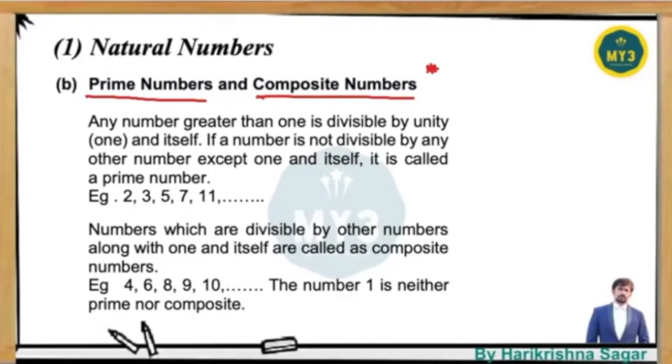A very simple way, you can just observe: 2 is divisible by 2 as well as 1. 3 is divisible by 3 and 1. 5 is divisible by 5 and 1. 7 is divisible by 7 and 1. 11 is divisible by 11 and 1. So a number which is divisible by 1 and itself is called a prime number. In other words, a prime number is nothing but a number having exactly 2 factors.